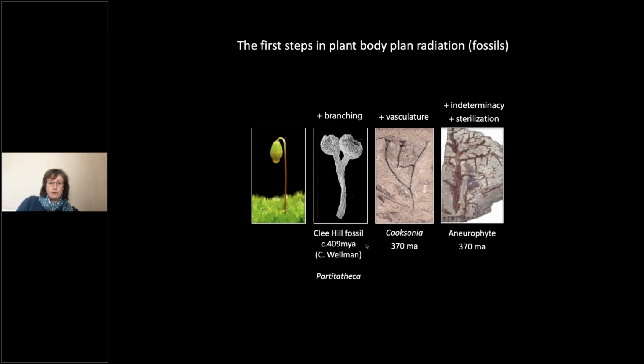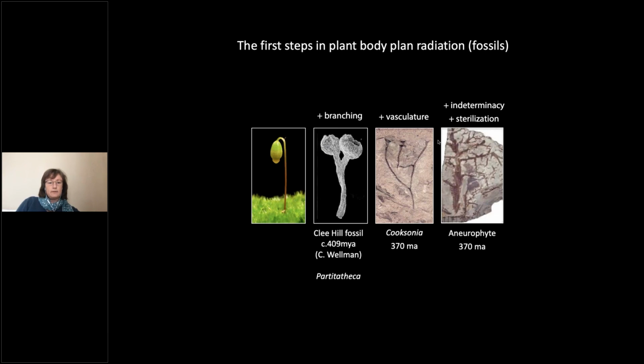Cooksonia fossils, moving over the slide, again to the right, have vasculature. So this is what the earliest vascular plants look like. And they're up to about 30 centimeters tall, again with branches terminating in sporangium formation. So those swollen structures at the tips are again the sporangia. And the stems were really narrow and probably lacked photosynthetic tissue.